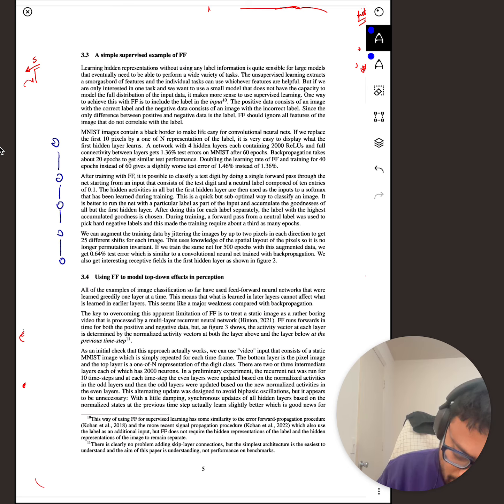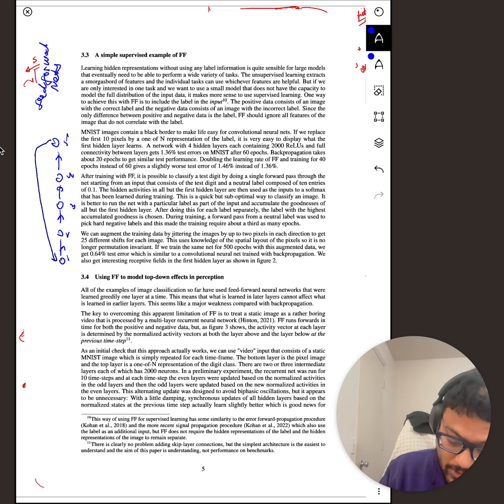let's say you have five layers, layer 1, 2, 3, 4, 5, and all the neural networks are feed-forward. So input goes from layer 1 to layer 2, layer 2 to layer 3, layer 3 to layer 4, and layer 4 to layer 5. These types of networks are known as feed-forward networks. But if you look at the brain, there are a lot of connections coming back from the top layer to the bottom layer.